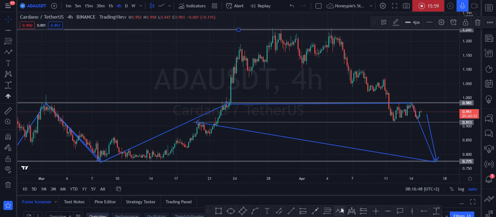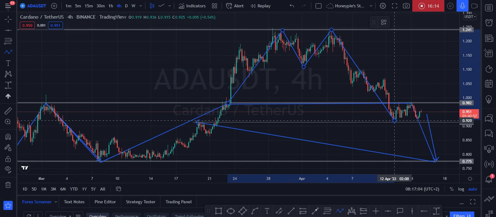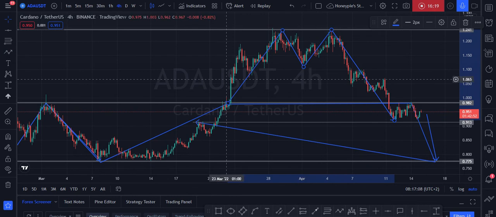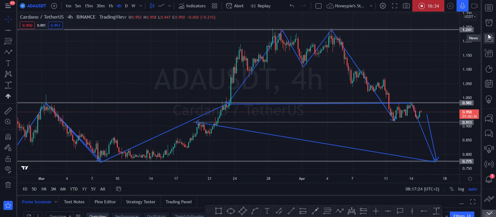Price bounced back, moved this way, and bounced. It tried going back to break it, and it found a resistance here. It hit hard and dropped. So this zone now is our resistance. This zone here is also our resistance because price is beneath it. And this zone here is our support, because price is above it. So let's identify a trend line support.